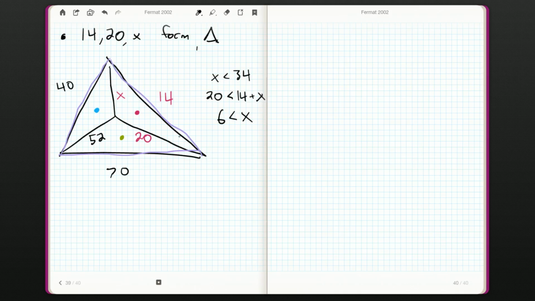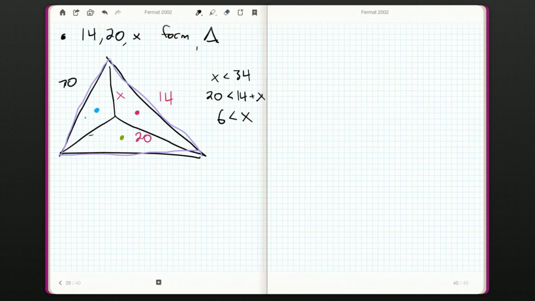Then do 40, 14, and 70 form a triangle? I don't think so. 54 is less than 70. That doesn't work. So 70 can't go here. And if we argue symmetrically, we'll realize 70 can't go here either. I think, right? Well, let's see what happens.